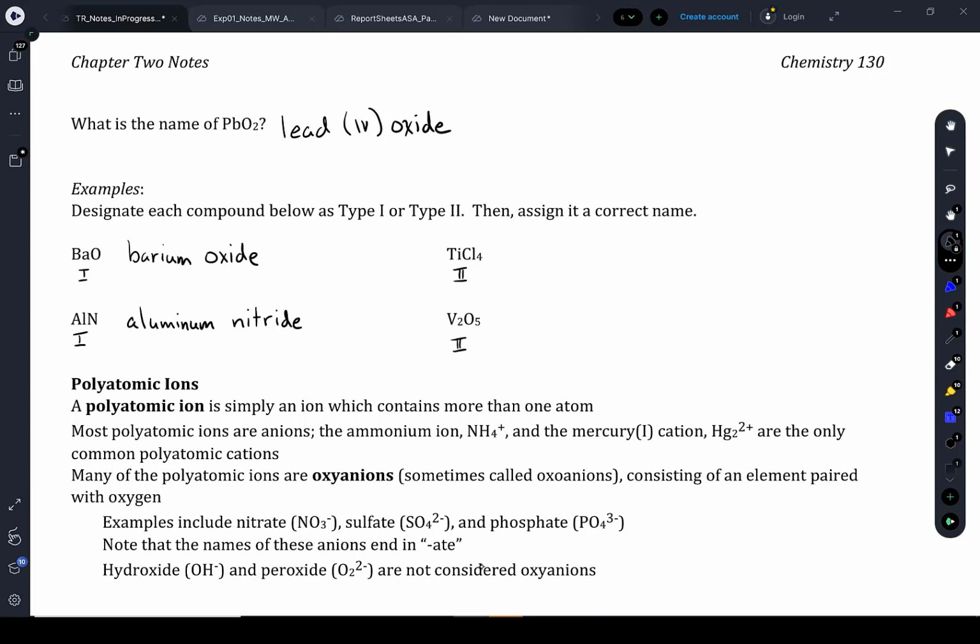How about this guy? Titanium, we have to look at the chlorine. Each chlorine has what charge? 1-, so we've got a total of -4. So the titanium must be +4. Good.